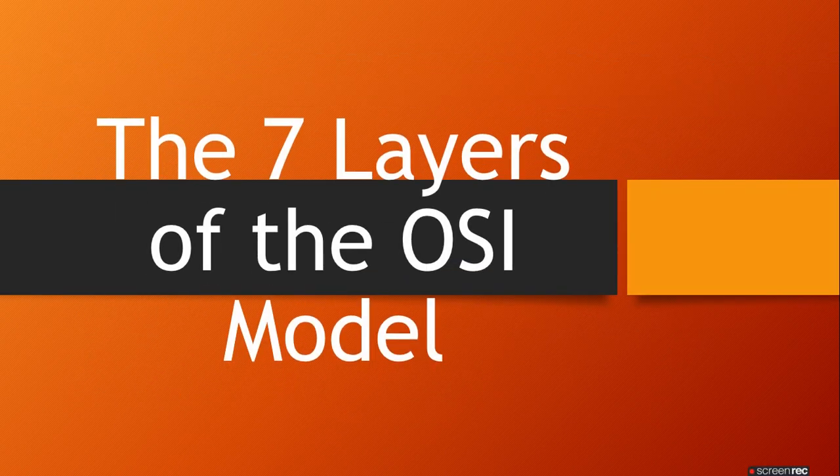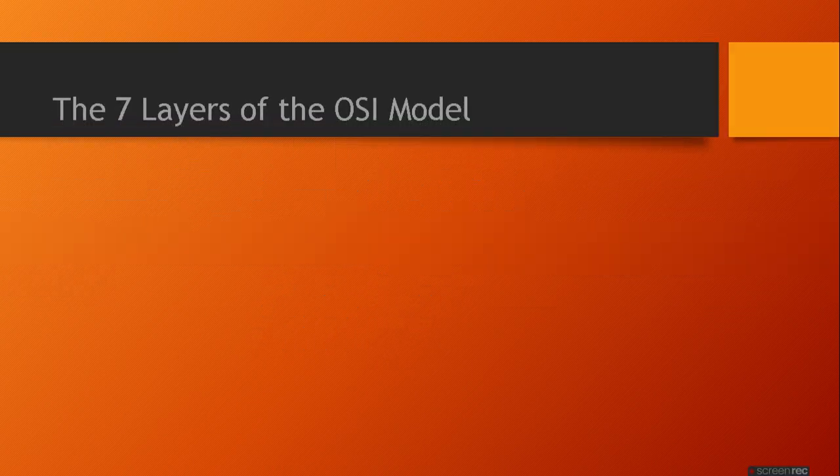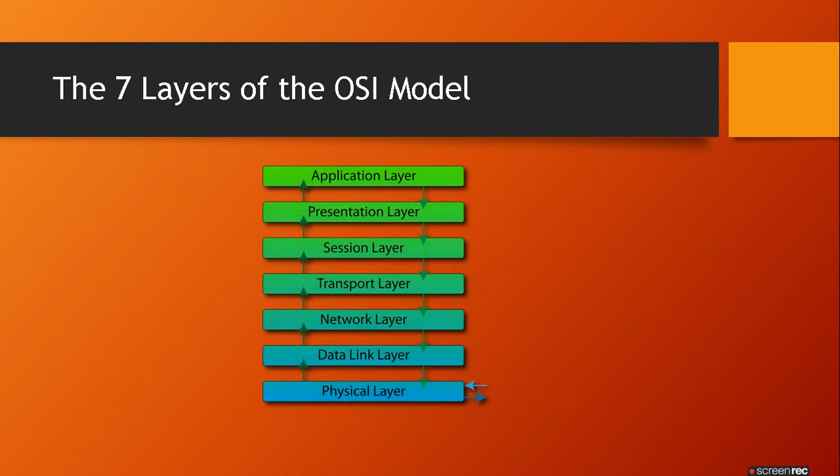Now I will talk about the 7 layers of the OSI model. As shown in the picture, we have 7 layers: application layer, presentation layer, session layer, transport layer, network layer, data link layer, and physical layer. The physical layer shows a physical device like a hub or any other routing device, from which data is transmitted and received.